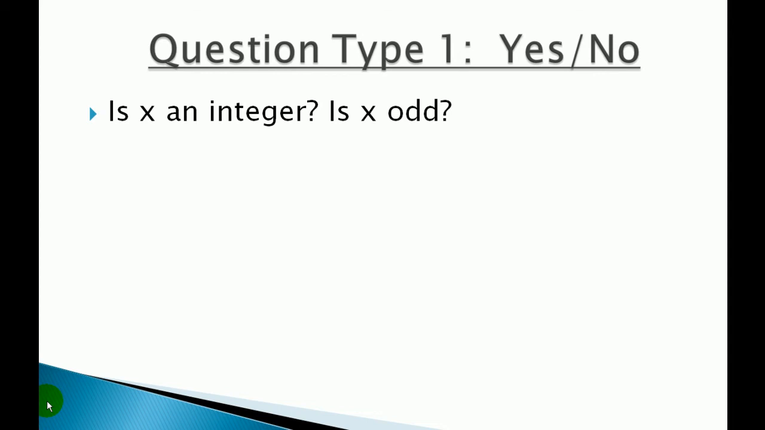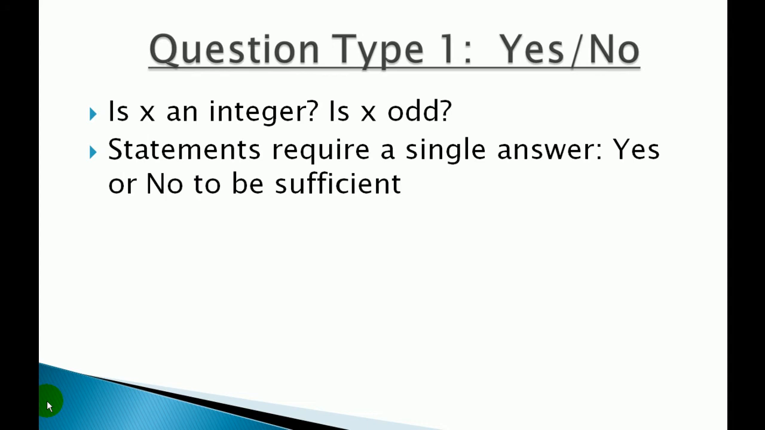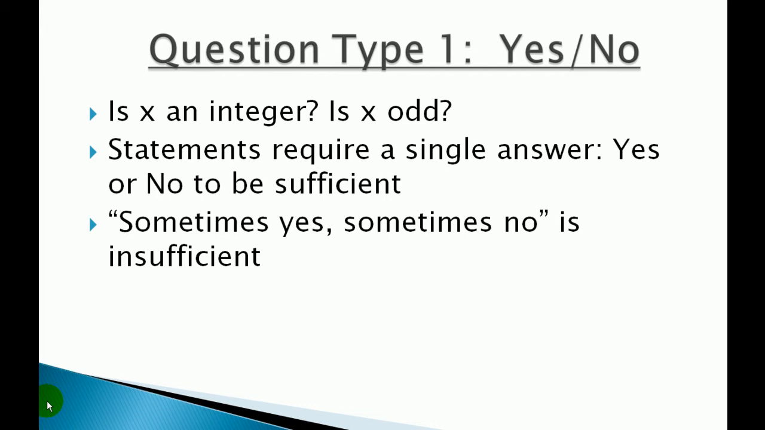odd? Now, as you're answering these questions and evaluating the statements, you require a single answer, either yes or no, to be sufficient to answer the question. If a statement gets you down to sometimes yes, sometimes no, then that statement is insufficient.